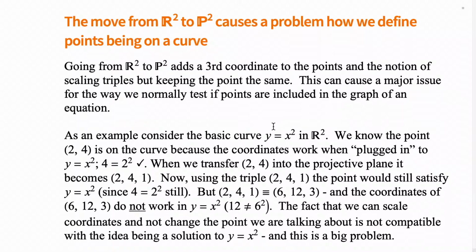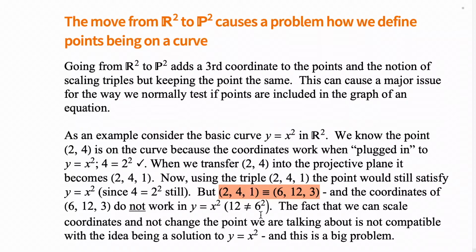So as an example, let's just consider the basic curve y equals x squared in R2, everybody's favorite parabola. We know the point (2, 4) is on the curve because when you take the coordinates and plug them into y equals x squared, 4 really is 2 squared, so that point is considered on the curve. When we transfer (2, 4) into the projective plane, we do that by tacking the 1 on the end, so it becomes the triple (2, 4, 1). Now, if we use the triple (2, 4, 1), the coordinates will still satisfy y is x squared, because 4 really is still 2 squared.